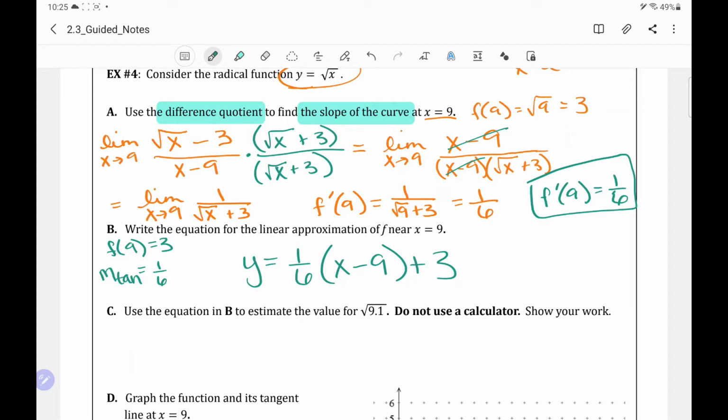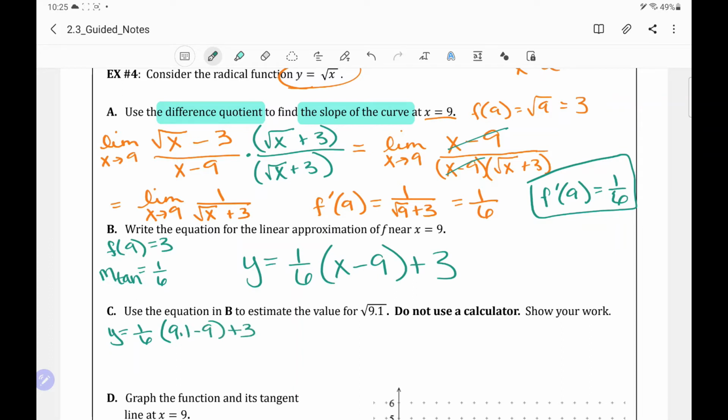C, use the equation from B to estimate the value for square root of 9.1. Do not use a calculator. Yes, it's for real. Don't use a calculator. So what we're going to do is we have this equation. We don't need a square root. We're using the equation from B. 1/6 times (9.1 minus 9) plus 3.